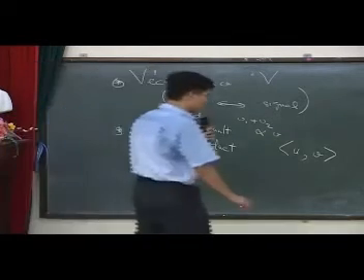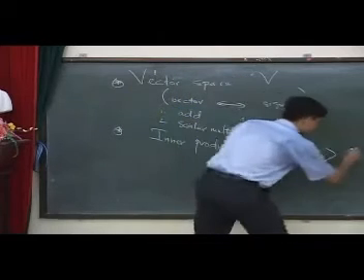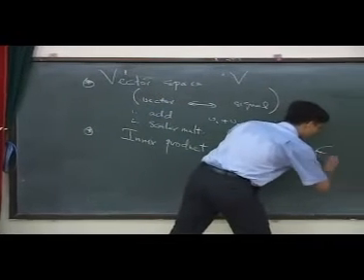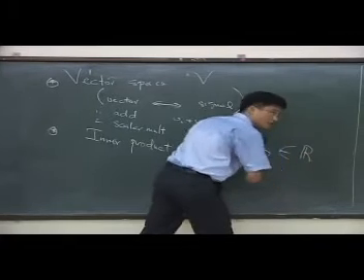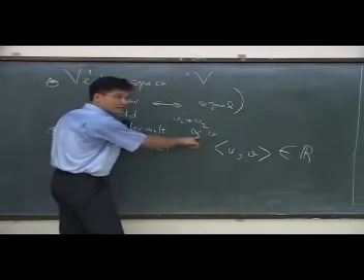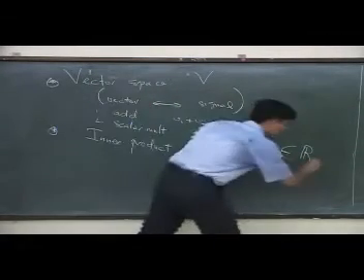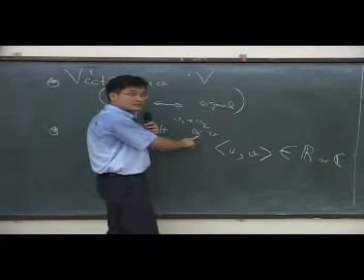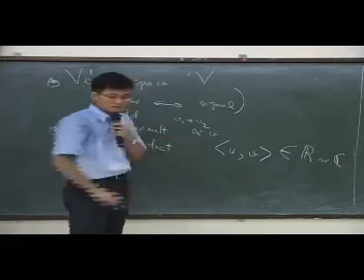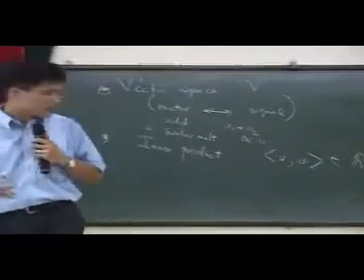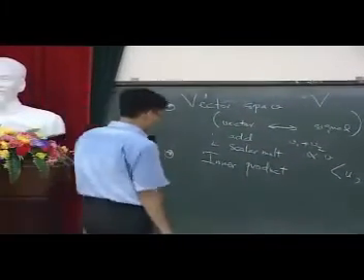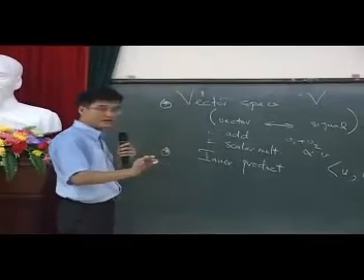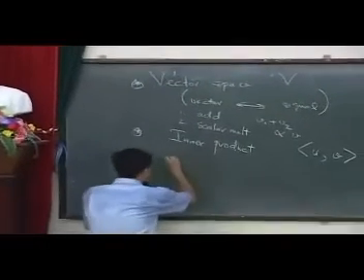This number can be either a real number, if you have defined this to be real, or a complex number, if this is complex. So this is the inner product, and let me give right away an example of that.